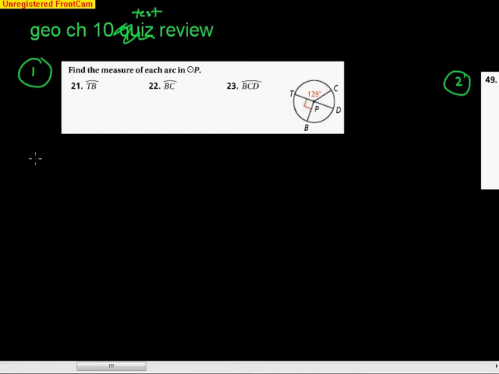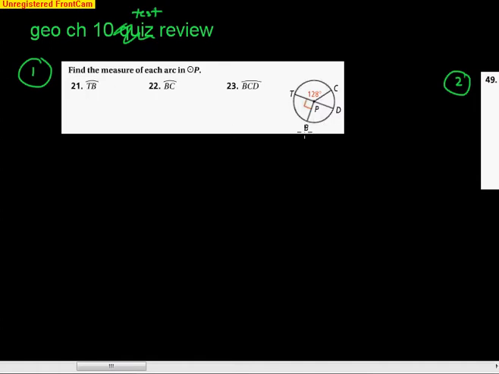So, I have 6 problems. Let's take a look. Find the measure of each arc in circle P. This is going to be a good review of arcs, the types of arcs, and how to find the measures. Remember that the central angle is equal to the measure of the minor arc, so those are the same.